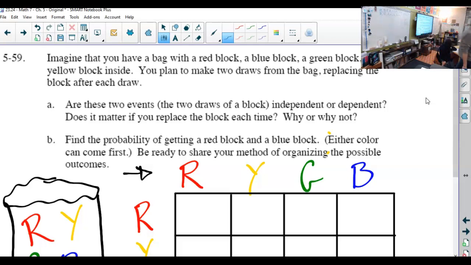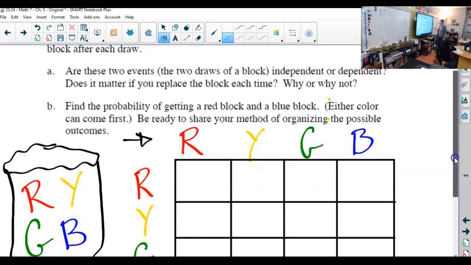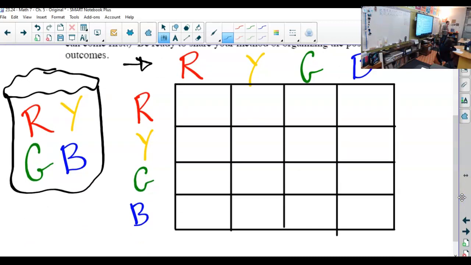We have a bag with 1 red block, 1 yellow block, 1 green block, 1 blue block. So we want to set up a table with event 1, could be red or yellow or green or blue, and then you put the block back in and you draw again. We're going to put the block back in, so on the second draw we will still have red or yellow or green or blue.